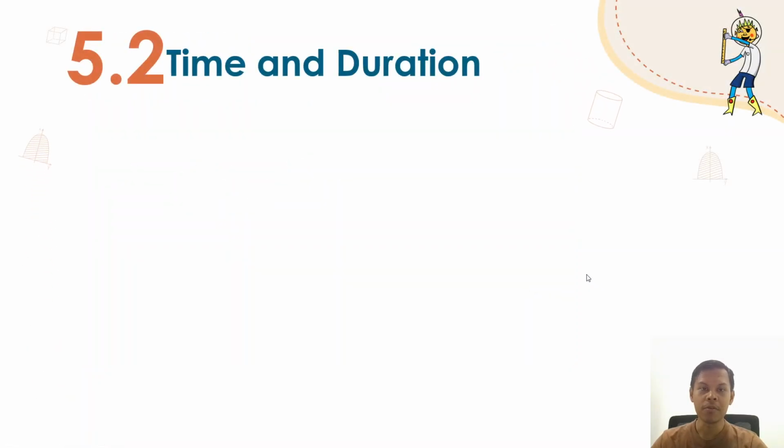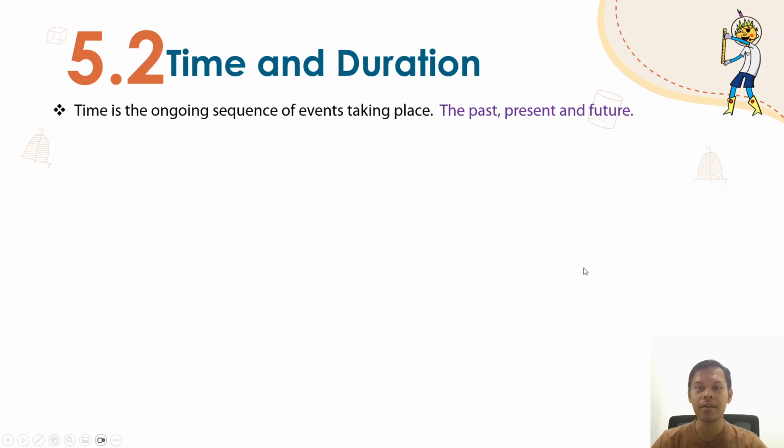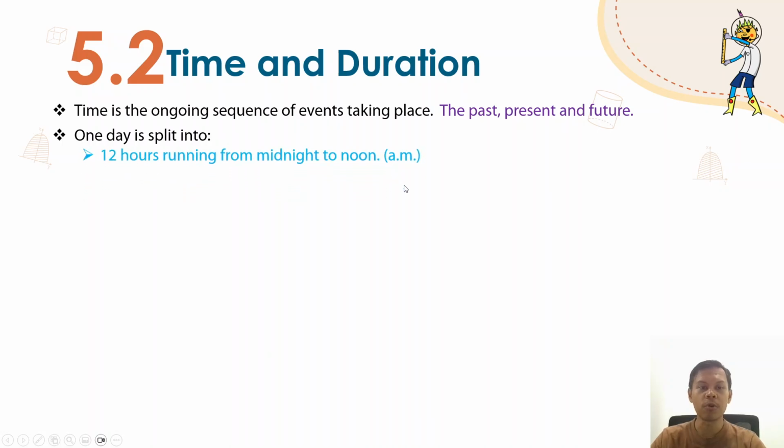Alright, let's continue. The second part of this lesson is that you need to know about your time and duration. So time is the ongoing sequence of events taking place. We have the past, which is yesterday, present, which is today, and tomorrow, which is the future. One day is split into 12 hours running from midnight to noon, which is also known as the AM, and then another 12 more hours running from noon to midnight, which is PM.